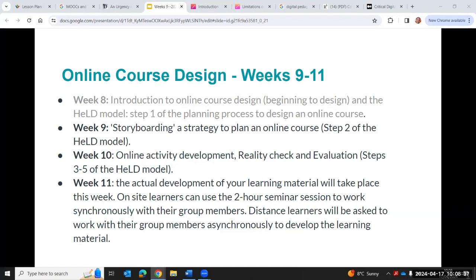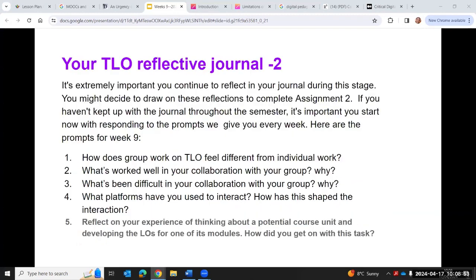Again, because all of what we are doing from week 8, 9, 10, and 11 informs your assignment part 2, which is your reflective piece. There are some questions that I always ask people to think about. Last week, we saw the first 4 questions there.